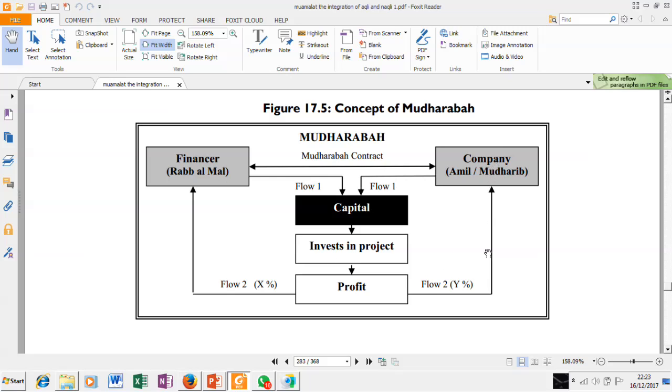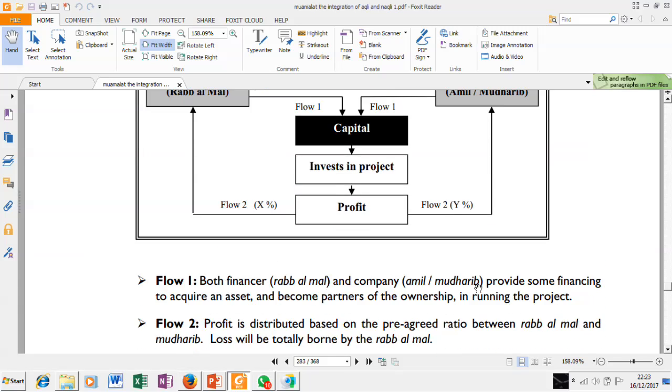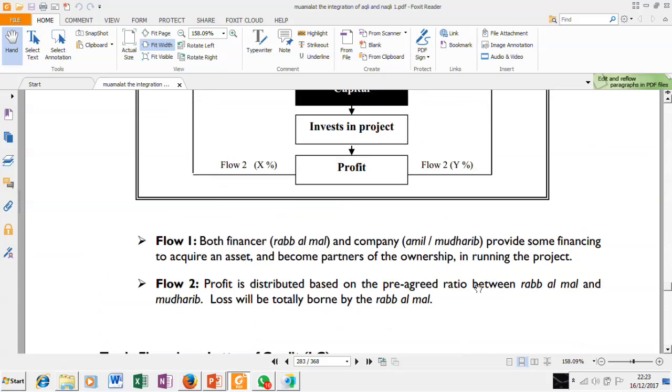So here, if there are some losses, then the financier will bear the losses and not the company, because the company has acted in good faith and tried their best to get profit. However, the business is not good, so they get losses. The losses they face are in terms of their effort. They have done their best effort but still cannot make profit, so they have lost the opportunity to gain profit. So that is what we call mudharabah.